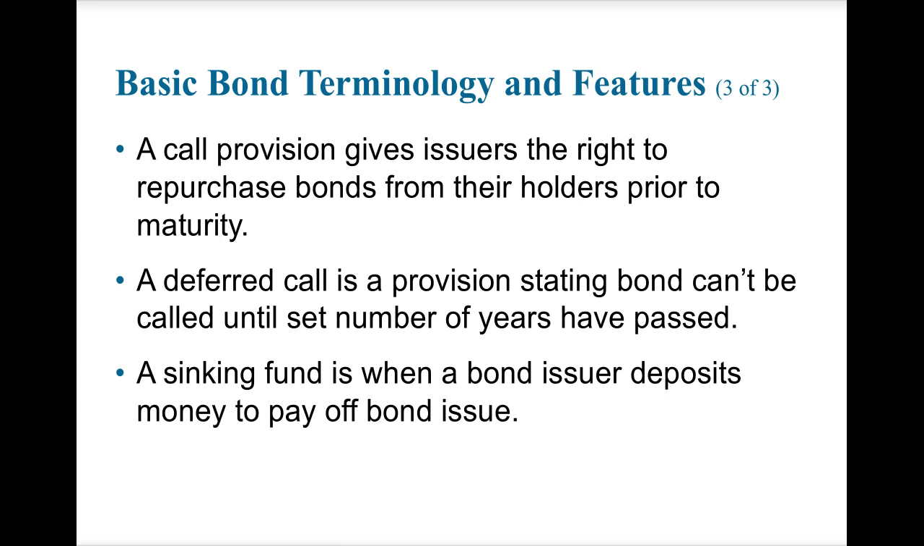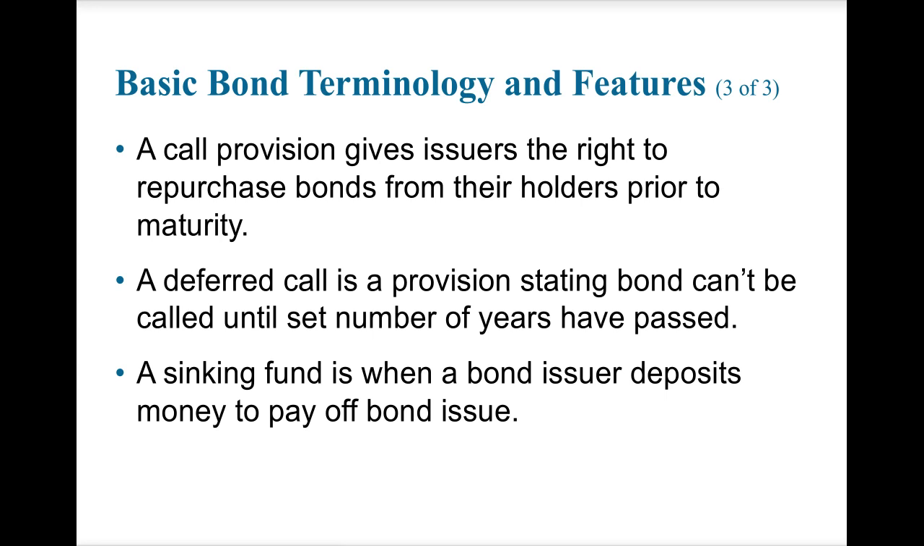Now, to make callable bonds more attractive, the issuer includes in the indenture some protection against calls. Generally, call protection comes in the form of a deferred call. That means the bond can't be called until a set number of years have passed since the bond was issued. So we might issue a 30-year bond, but we can't call it in the first 10 years. That's pretty common, and it gives you a little more protection from it being called right away.